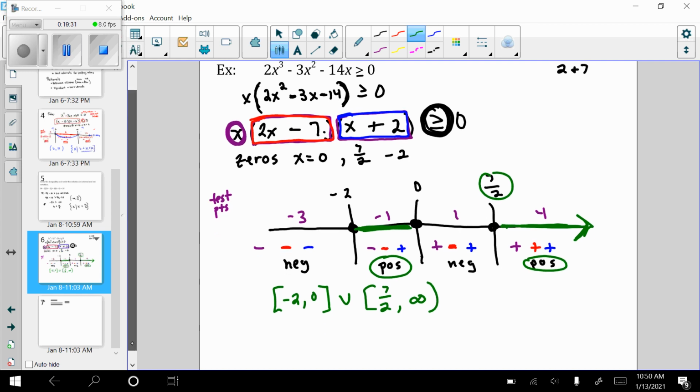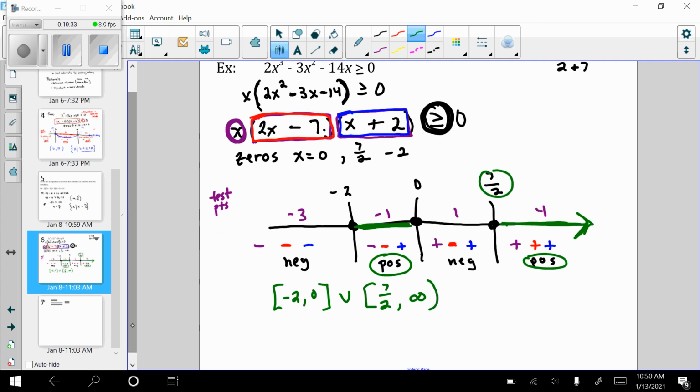Interval notation is the easiest way to write this answer because you have so many endpoints. If you're asked to write it in set notation, then it would be x is between negative 2 and 0. And then again, x is greater than or equal to 7 halves.